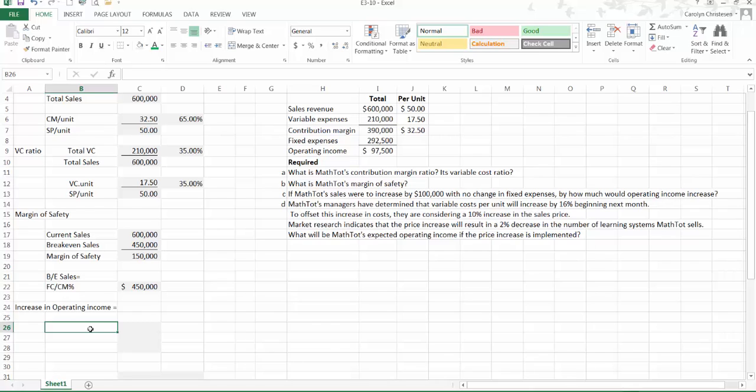Okay, the simplest way to do this, remember, if our sales go up, what else happens? Our variable costs go up and our contribution margin goes up. So our fixed costs are not going to change at all. So what we're going to do is take our increase in sales and multiply it by our contribution margin percentage, and that will give us our increase in operating income.